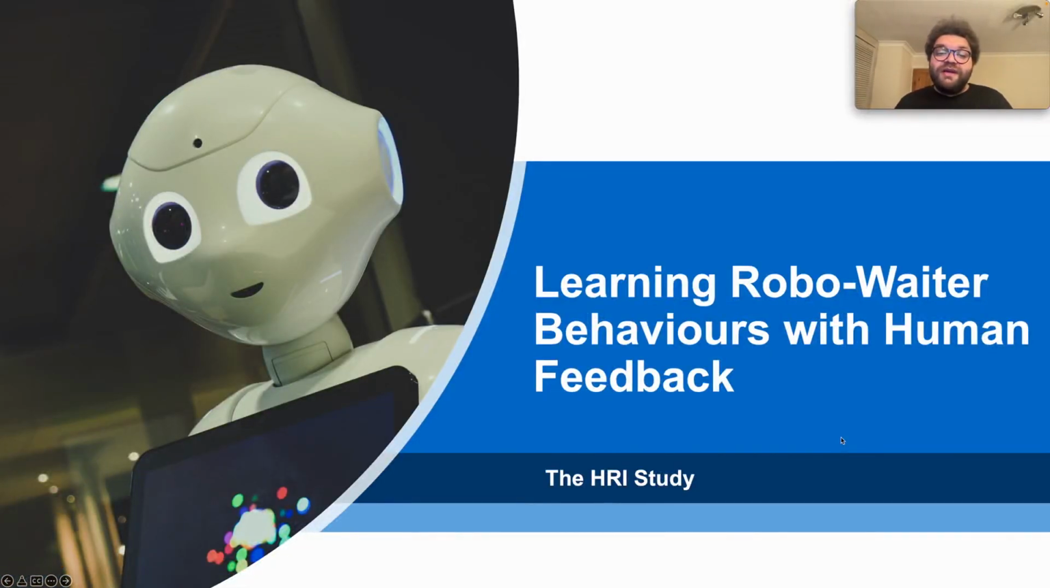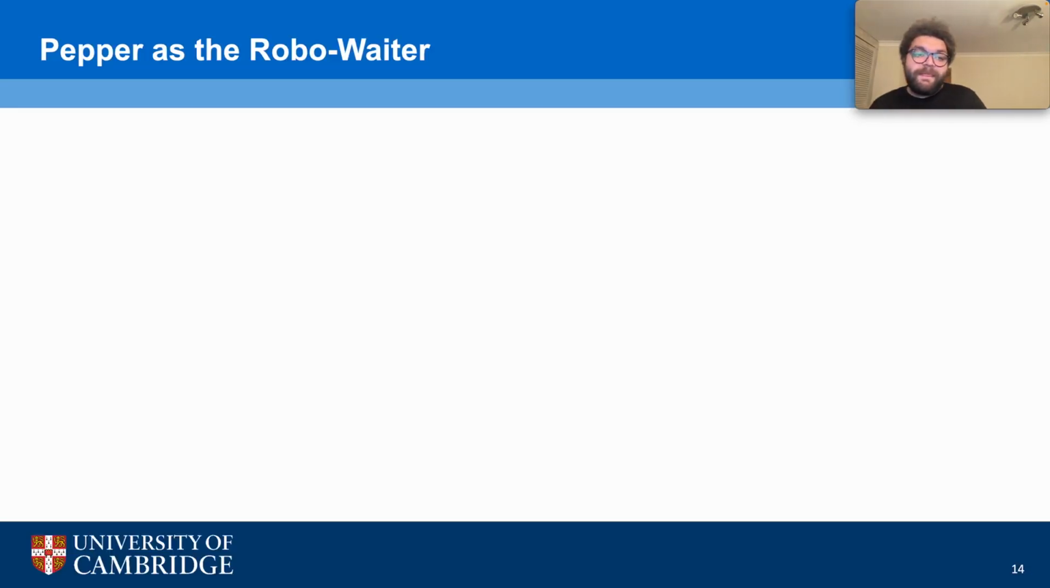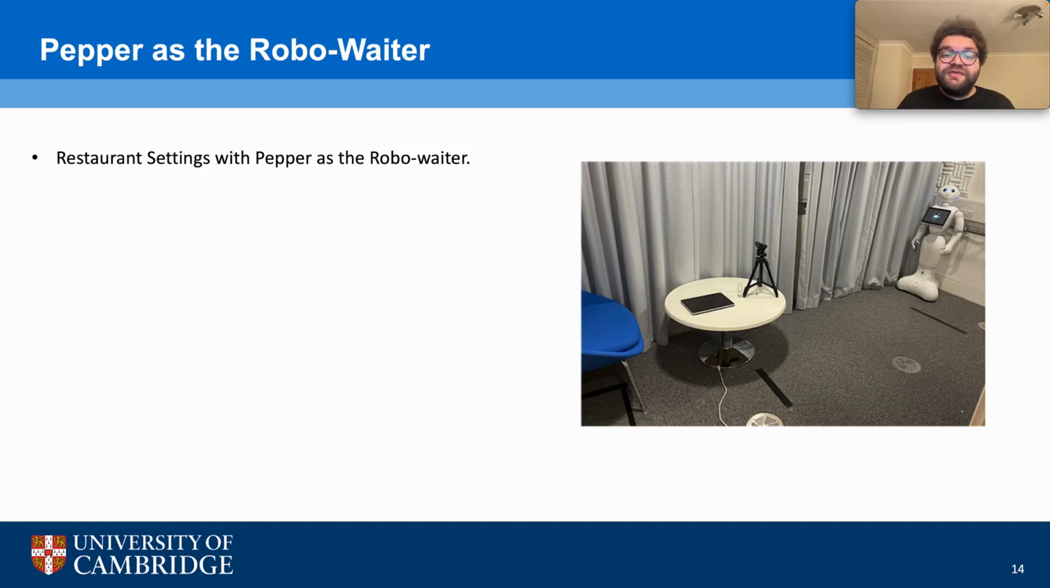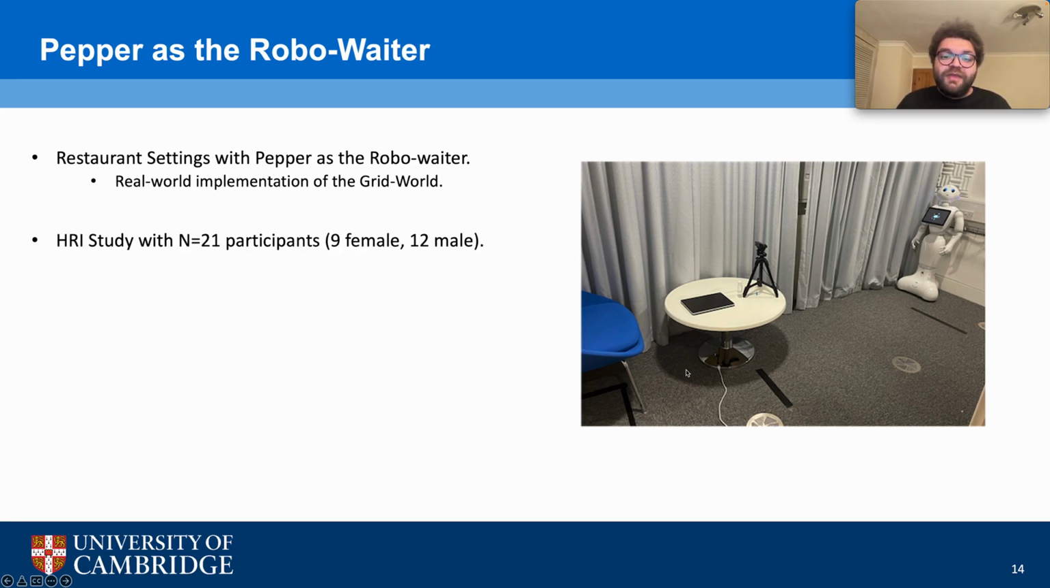To evaluate how we can learn and adapt behavior with human feedback, we conduct an HRI study with Pepper as a robot waiter. The restaurant grid settings are realized with Pepper interacting with the customer sitting at the table. We recruited 21 participants to interact with Pepper across 4 different interactions or tasks.